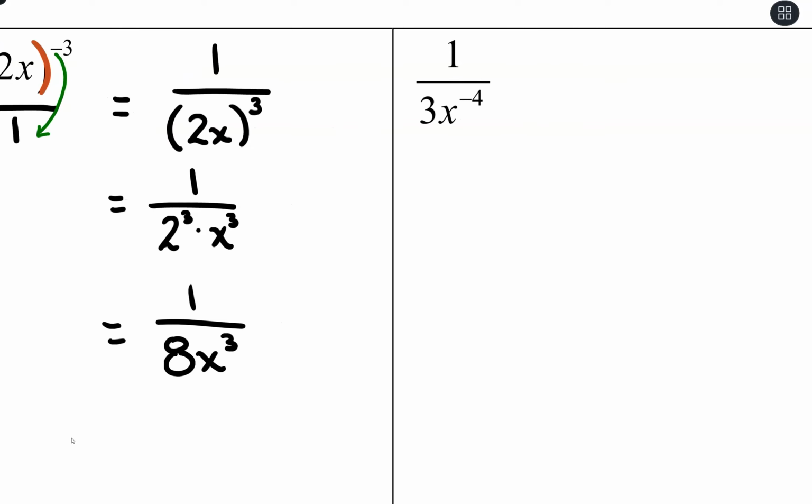All right, for this next scenario, this is 1 over 3 times x to the negative 4. So the thing that is being affected by the exponent is just x. So only x is going to move. 3 is going to stay put because it does not have the exponent. So 1 over, nope, we're moving x up to the numerator, so we'll have x. And then negative 4 is now a positive 4, and 3 stays put.